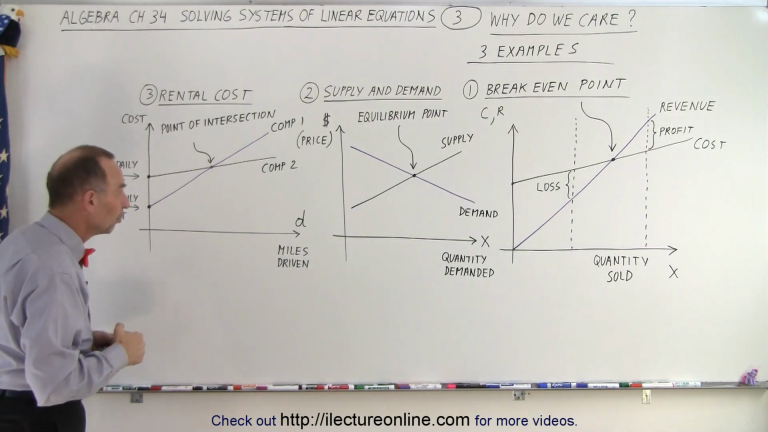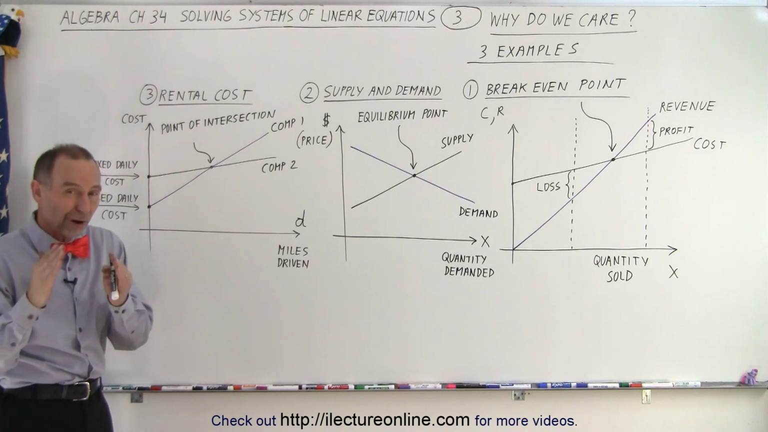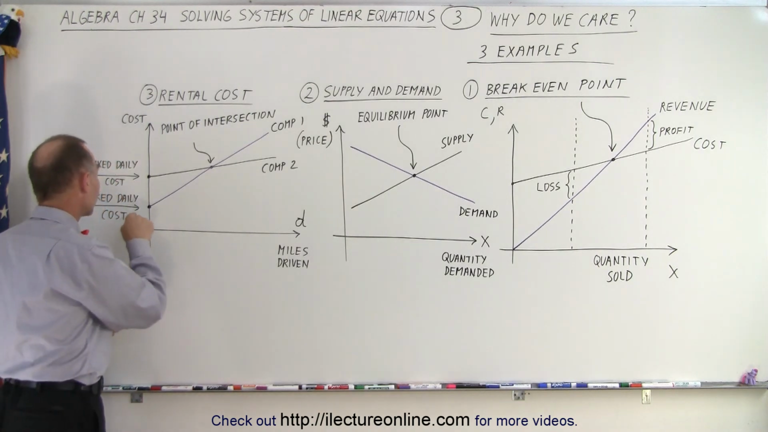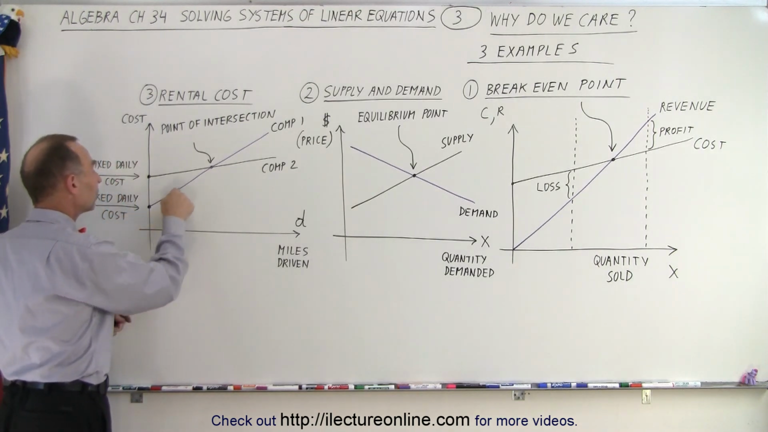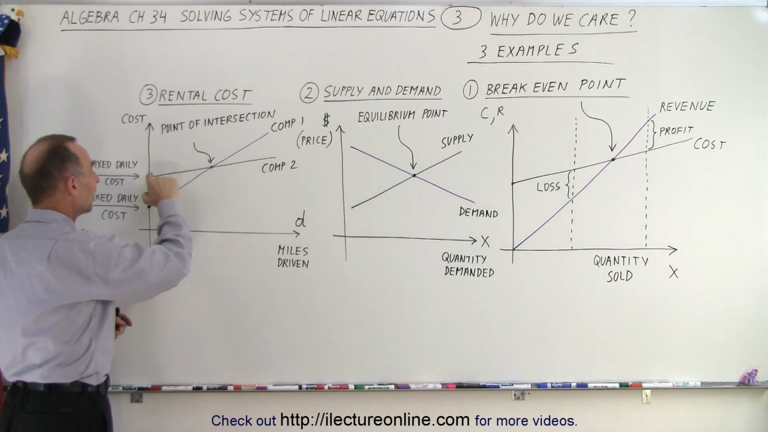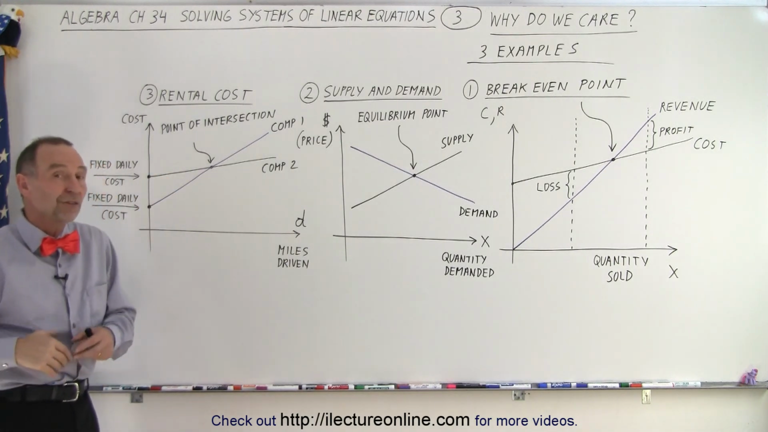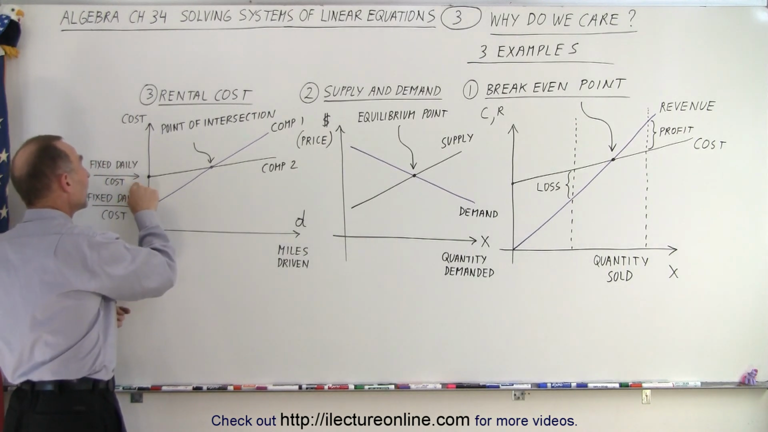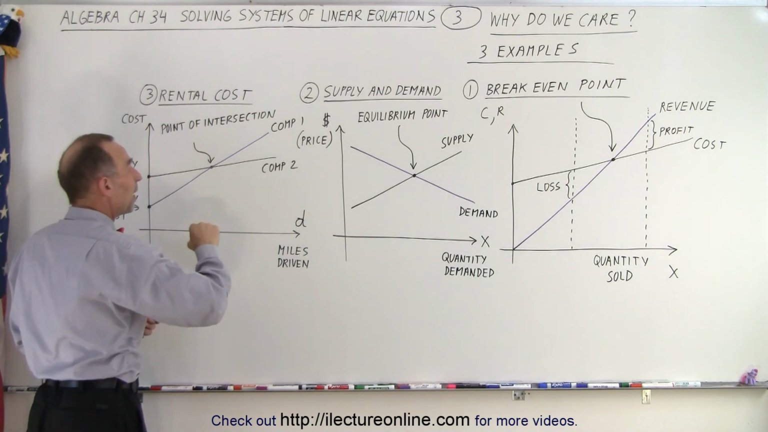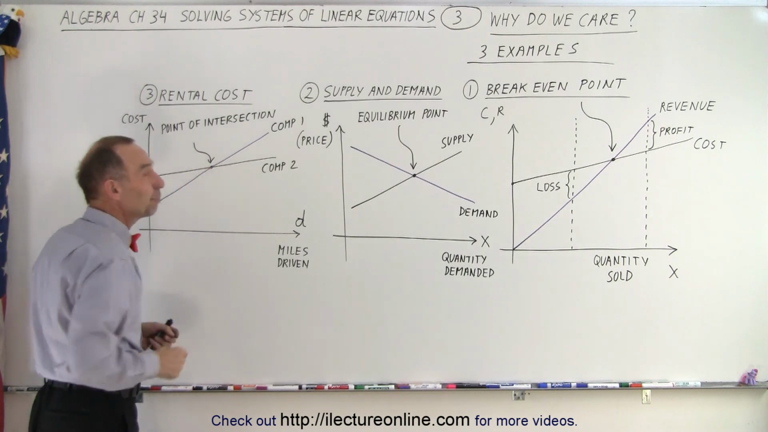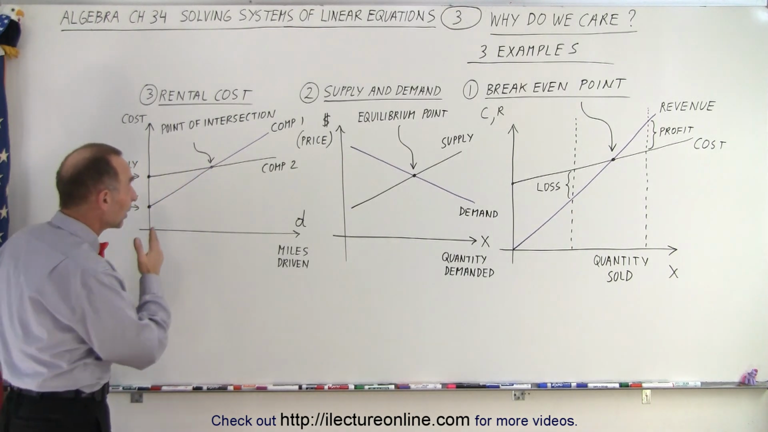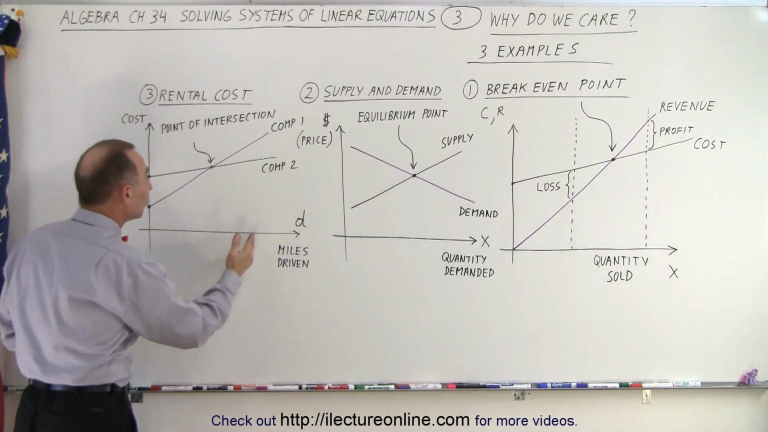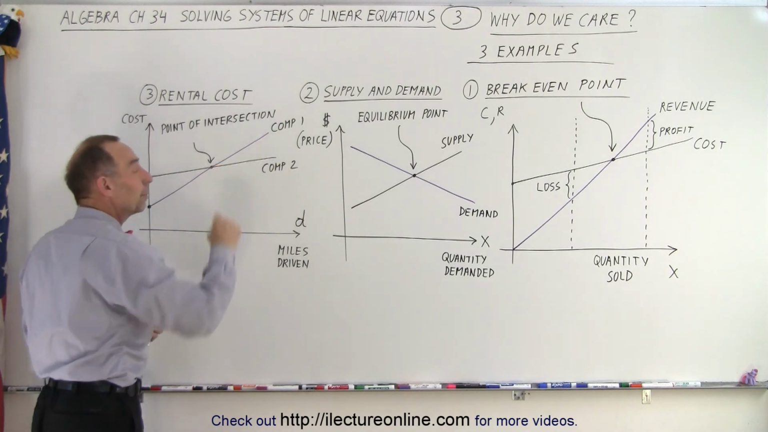So if you're going to rent a truck and just drive it a few miles, you want to go with the company that gives you a low daily cost because the total cost will be less than if you go with the other company. But if you drive a lot of miles, then you're better off with the one that has a higher daily cost and charges you less per mile. At some point, you have that point of intersection, and so depending upon how many miles you drive, you want to go with company 1 or company 2.